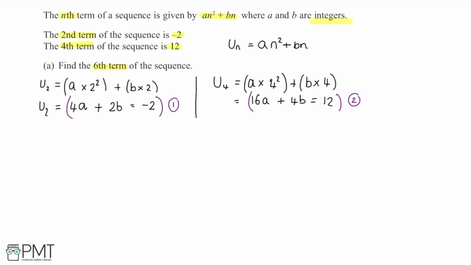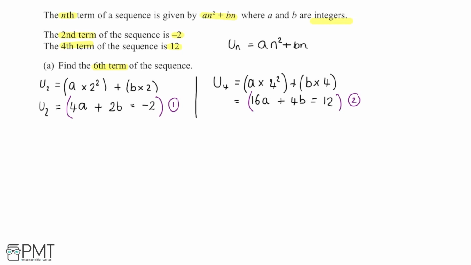So we want to eliminate one of the variables, and we do that by basically scaling one of them up or down so that we have the same number of either a's or b's in each equation. So here I can quite easily see that if we've got 2b in this equation, we could simply multiply this whole equation, so both sides of equation 1, by 2, and then we'd have 4b, which we have over here as 4b. So then we can cancel out the 4b's and solve the equations simultaneously.